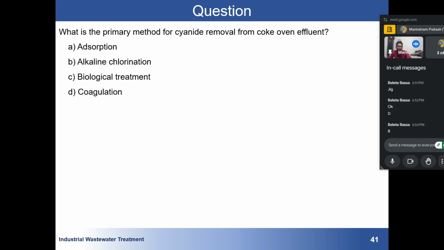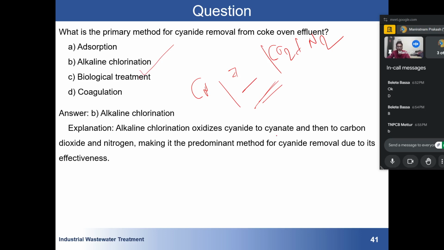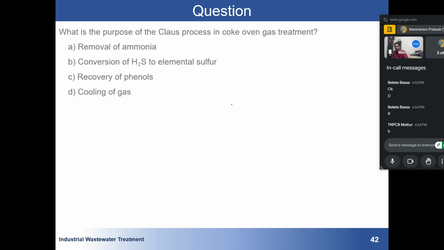What is the primary method for cyanide removal? We have seen that to convert cyanide there is a three step process. First it is converted into something and then finally to CO2 and nitrogen gas. What is that process? B. Alkaline chlorination. Yes, correct. This alkaline chlorination can oxidize cyanide to cyanate, and then to carbon dioxide and nitrogen, making it the predominant method for cyanide removal due to its effectiveness. We have seen this thing. Okay? This was a very easy question.